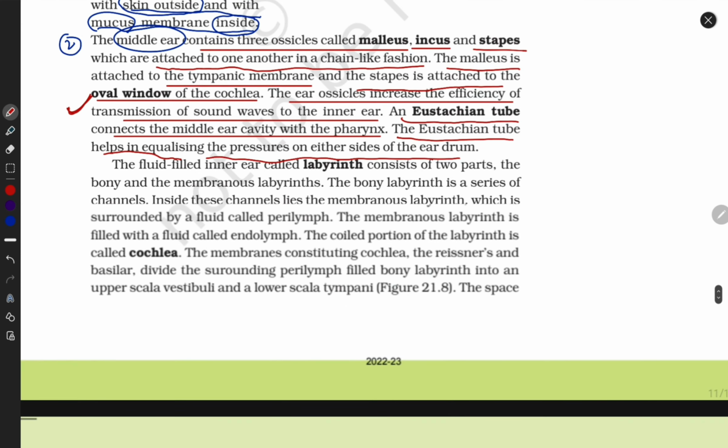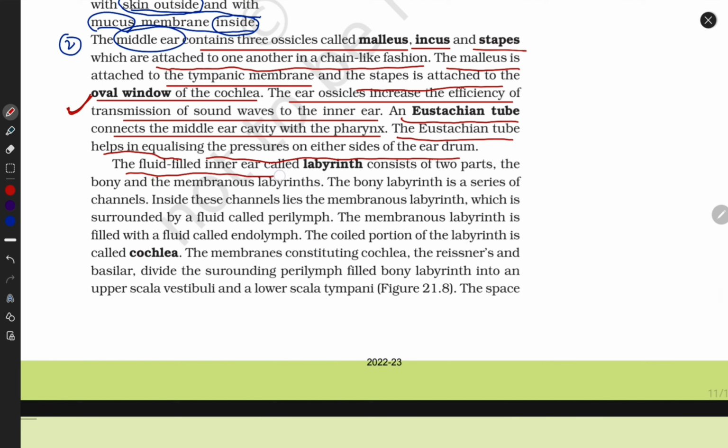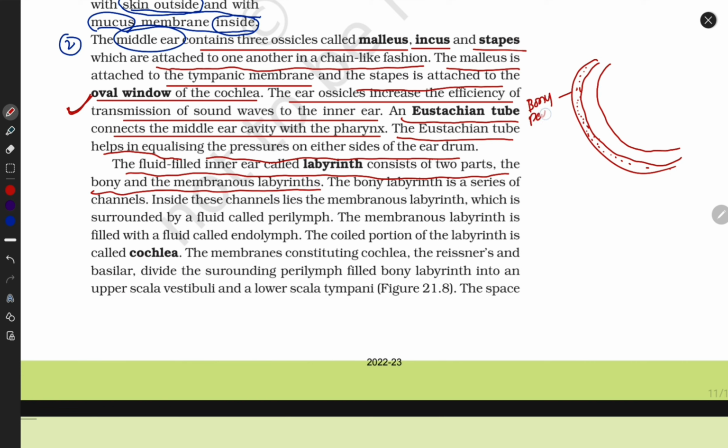Next, the fluid-filled inner ear called the labyrinth consists of two parts, the bony and the membranous labyrinth. Let me explain here. This is the bony part and this is the membranous part, and this is the endolymph membrane part. Those liquids fill the bony and membranous parts. This is the bony part, and this is the membranous part.